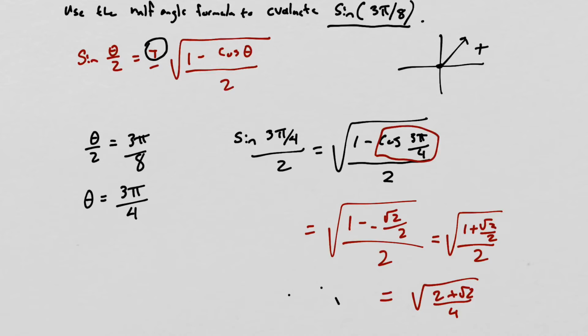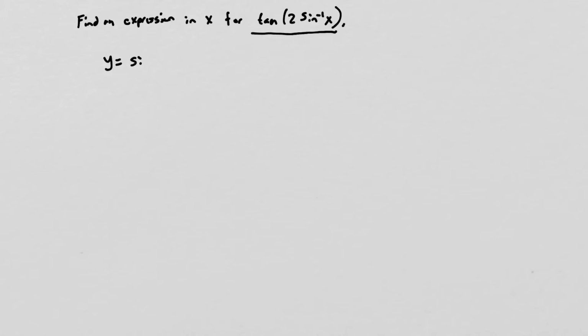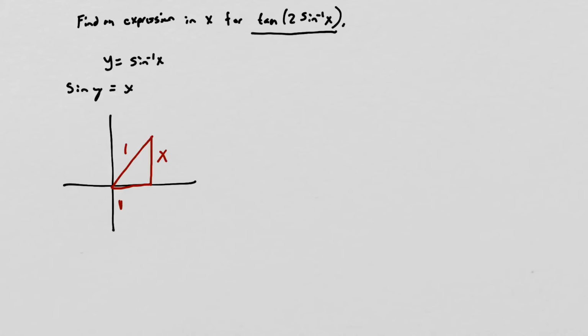Now for this next example, let's look at a function that involves an inverse trig function. We want to find an expression in x for the following function: tan evaluated at 2 sine inverse of x. The first thing that we're going to do is set y to be equal to our sine inverse of x, and this gives us the equivalent expression that sine of y is equal to x. Therefore, if we represent this using right triangles, then in this right triangle here, we have an opposite side of length x, a hypotenuse of 1, an adjacent side square root of 1 minus x squared, and an angle given by y.